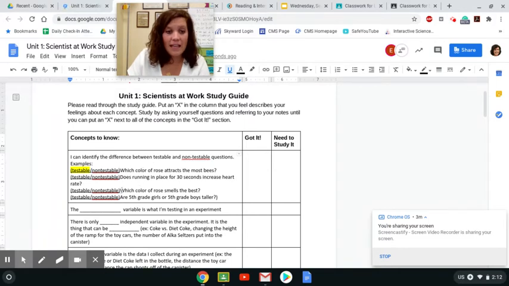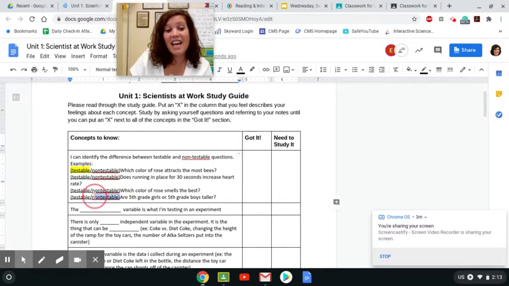Let's look at this next one. Which color of rose smells the best? This one, it might be too obvious. Maybe I want to go on to the next one. This next one isn't so obvious. Let me do this as an example. Are fifth grade girls or fifth grade boys taller? Is this testable or non-testable?